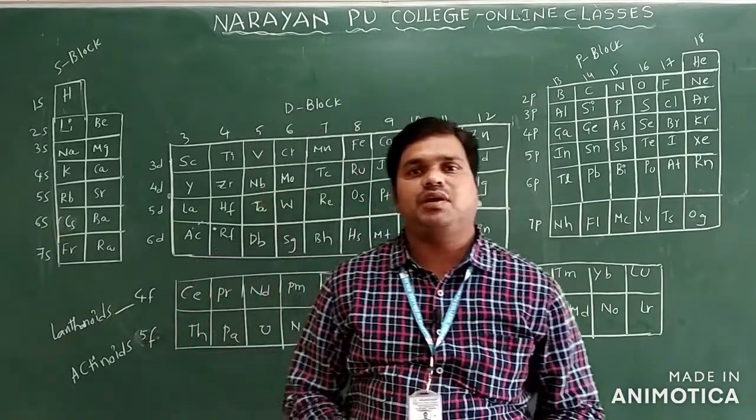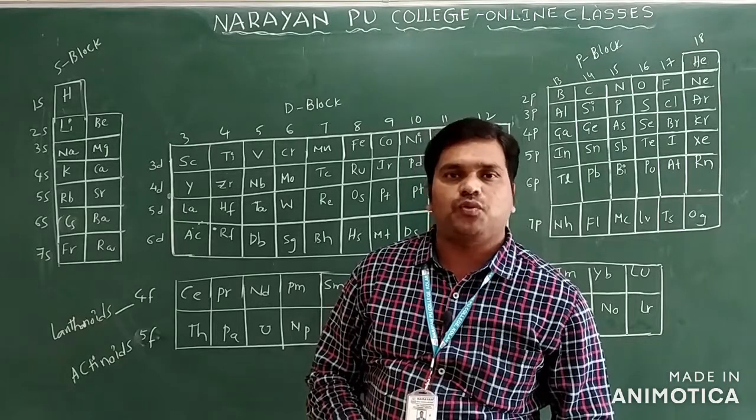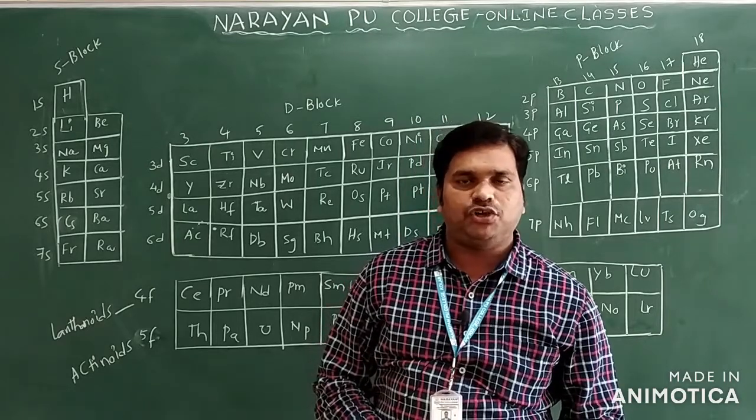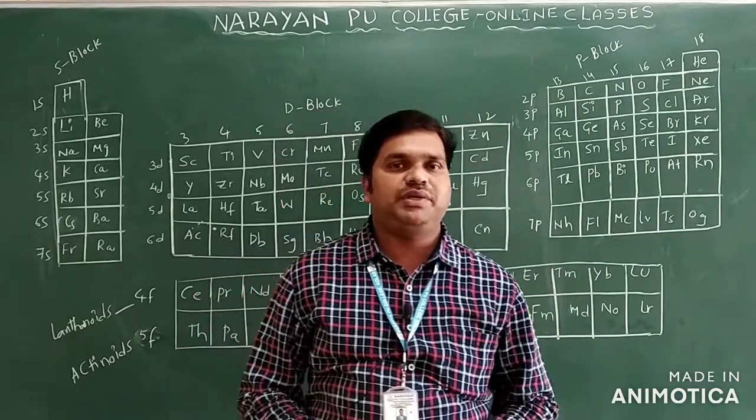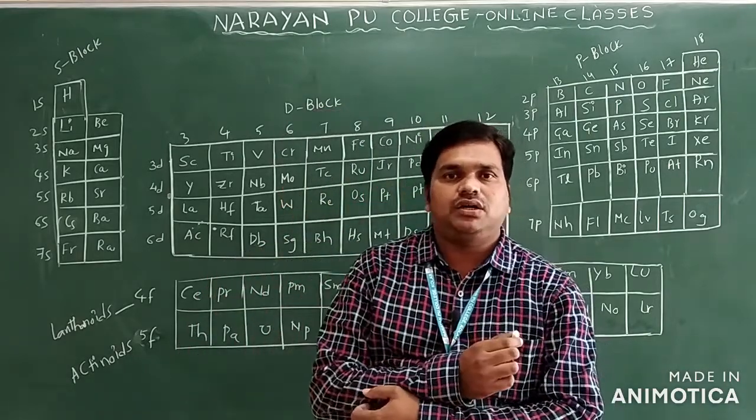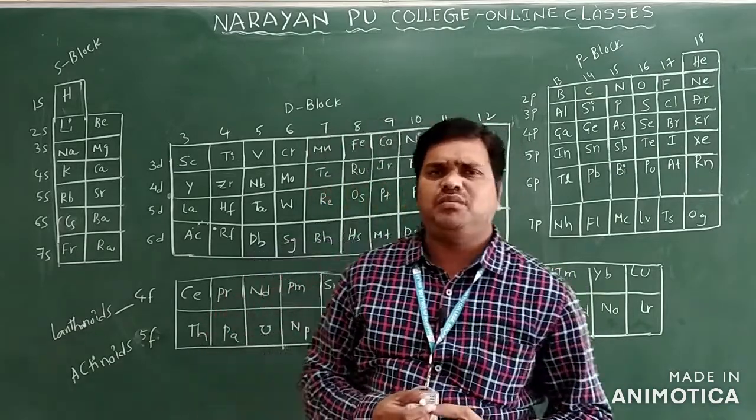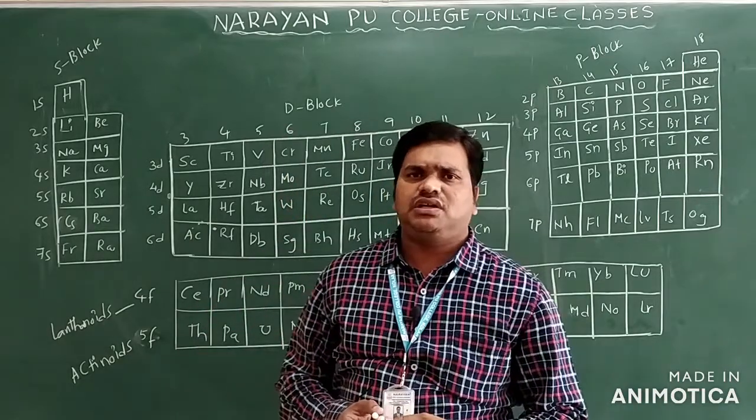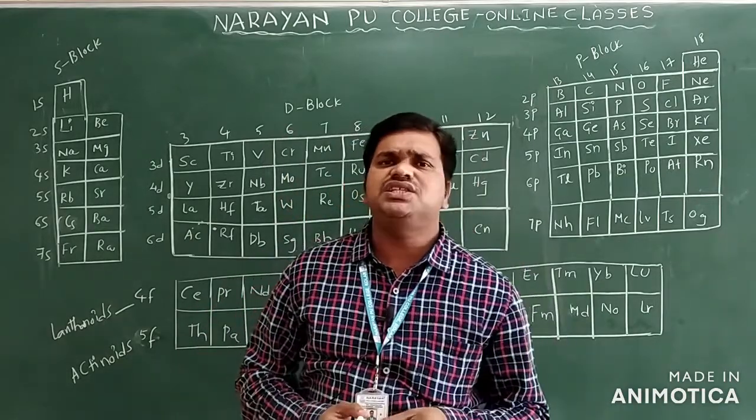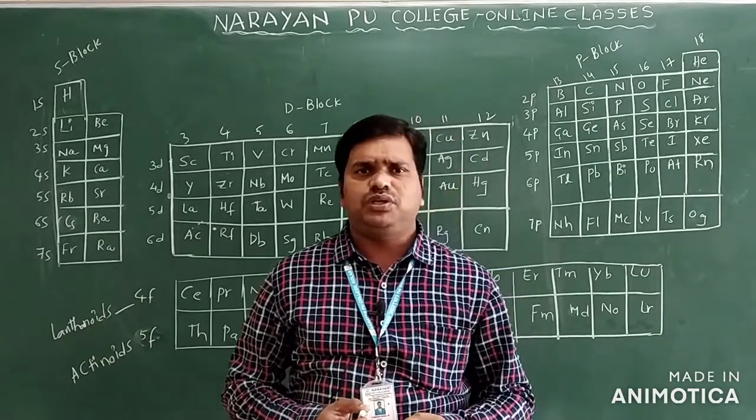In the previous episode we completed a classification of the periodic table into 4 blocks based on the electronic configuration. We discussed S block elements, P block elements, D block elements and F block elements. Let me recall what an S block element is. The differentiating electron enters into the ultimate shell of the s orbital, or you can say the valence shell of the s orbital. Those we call S block elements.